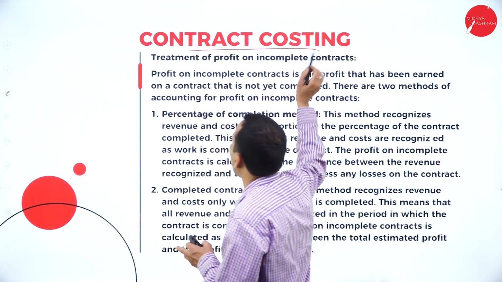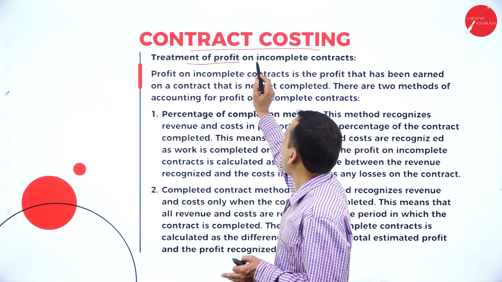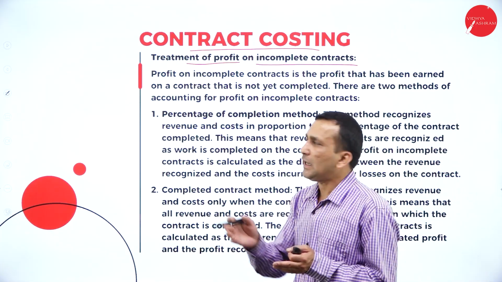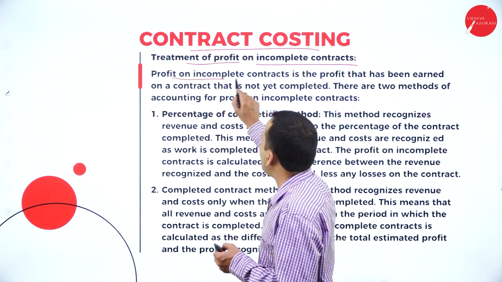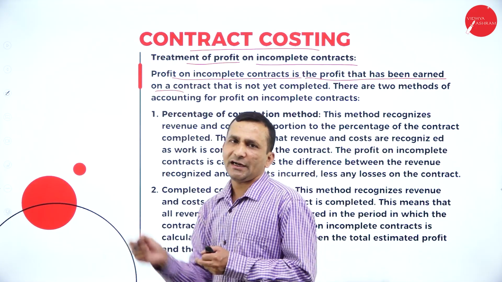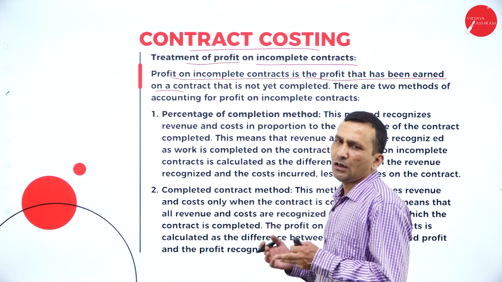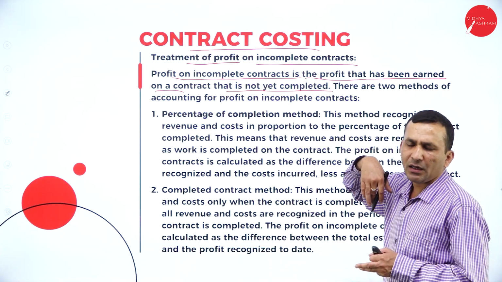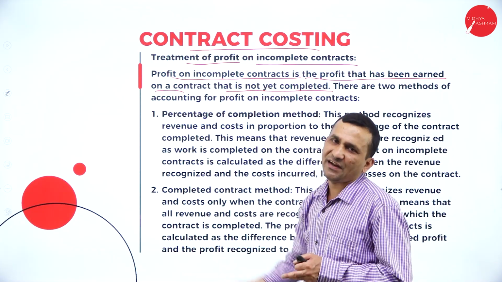Under contract costing, we look at the treatment of profit in an incomplete contract. Because the contract is not completed, you have to calculate the profit or loss. The profit on an incomplete contract is the profit that has been earned on the contract. Each contractor estimates the profit, but the calculation is not complete because the contract is not completed, so they use different methods.